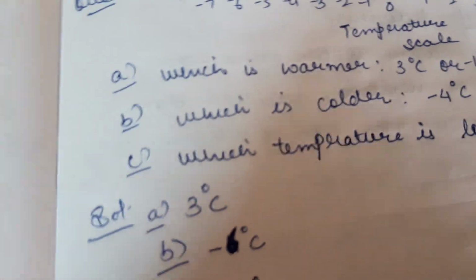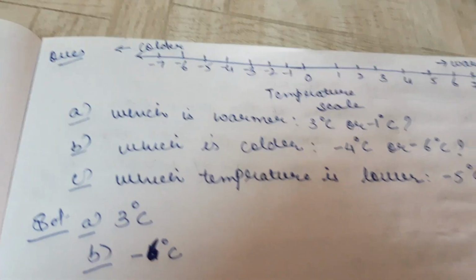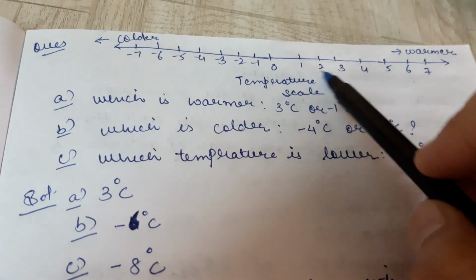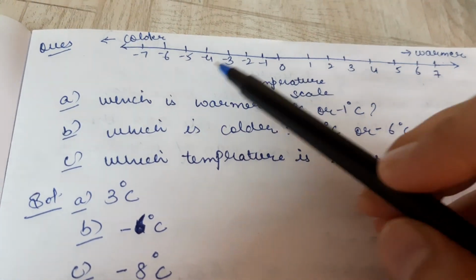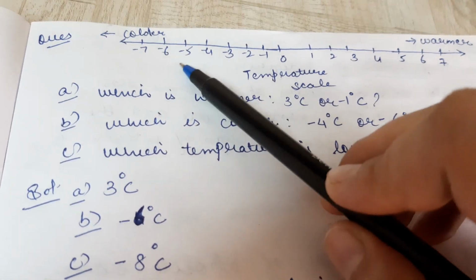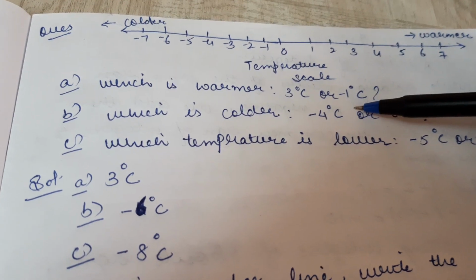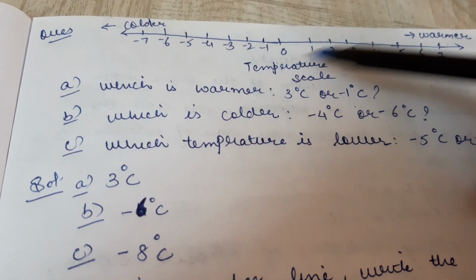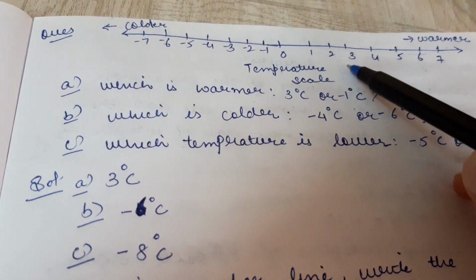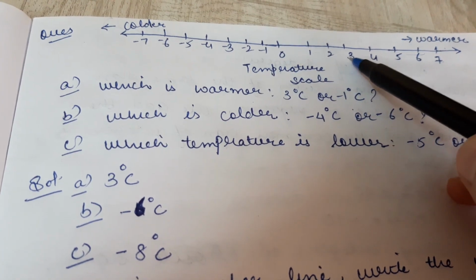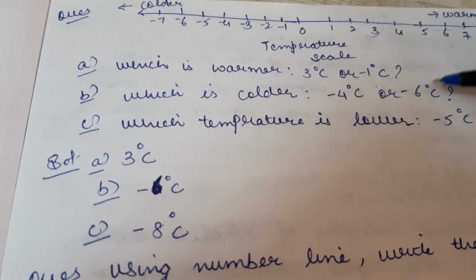Next question is, a number line is given to you and it is mentioned that towards the right we have warmer and towards the left we have colder temperature. Which is warmer, 3 degrees Celsius or minus 1 degree Celsius? Now warmer is towards the right. Now 3 is here and minus 1 is here. So obviously 3 will be warmer.